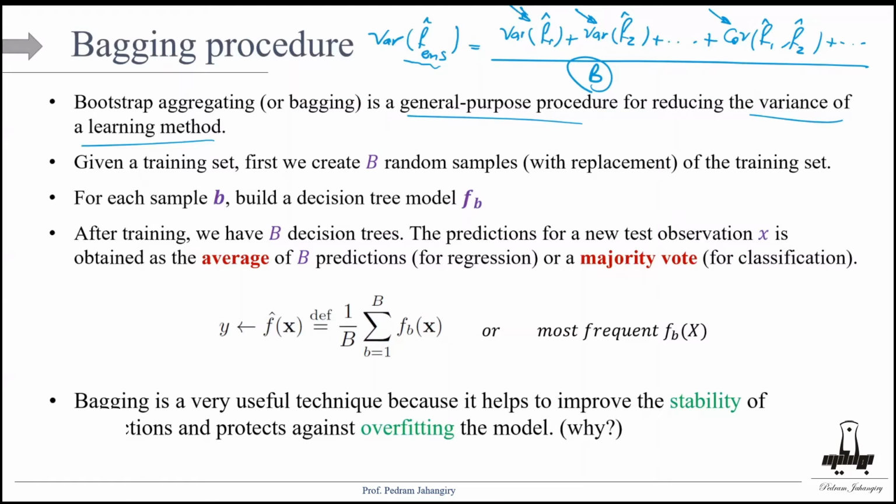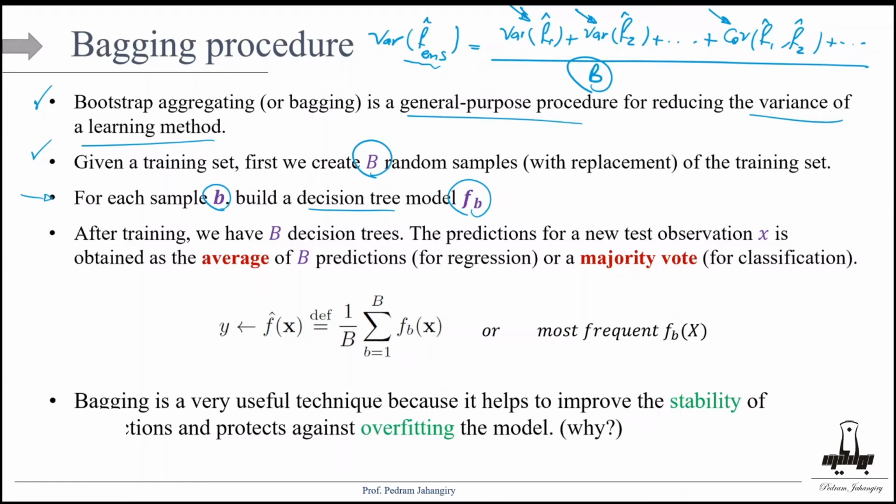Okay. Now, we already covered this one. Given a training set, first we create B random samples, and then for each sample, a little small letter b, we build a decision tree. Again, this is our weak learner. We call it f b or f hat of b. It really doesn't matter. That's the estimated version. And after training, we have B decision trees.